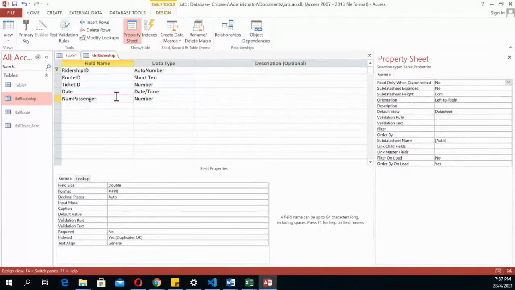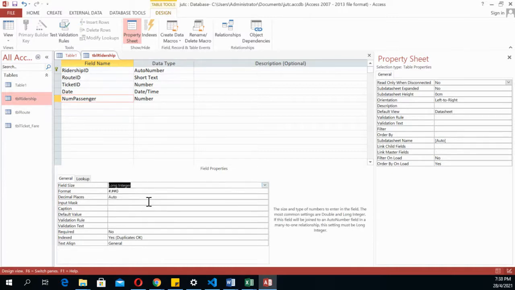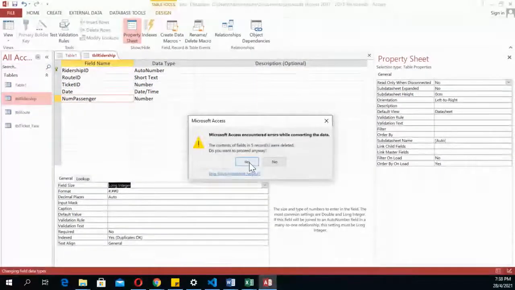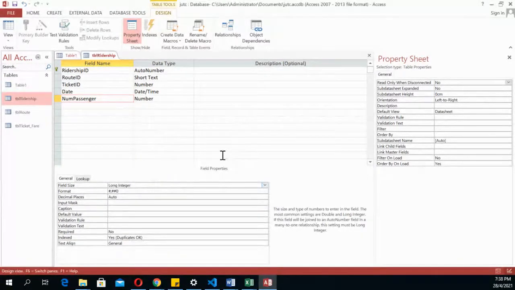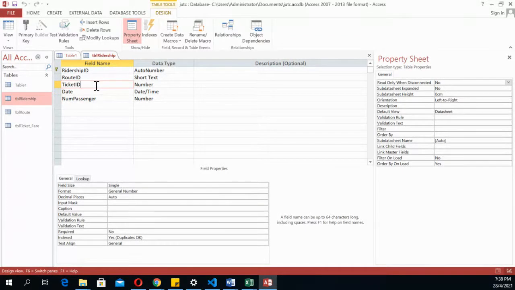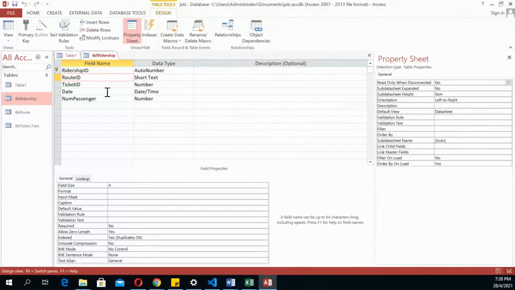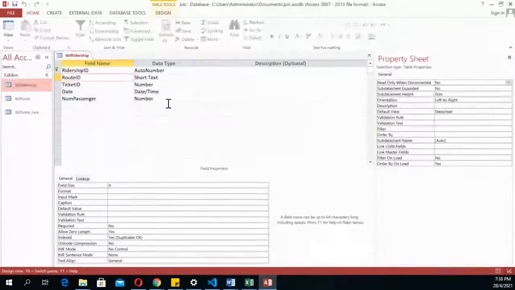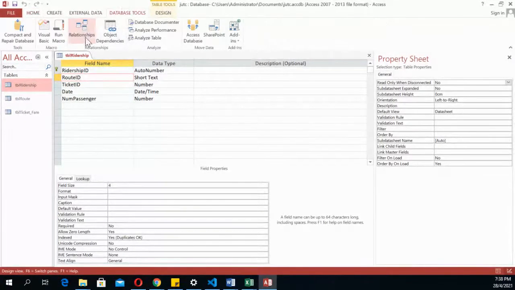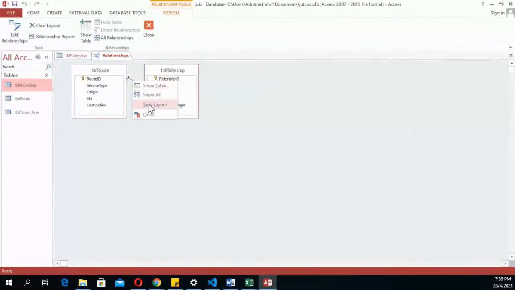All right, so let's move on. So number of passengers is number and long integer. All right, so let's save this. All right, the dates still get deleted. So I don't even know if I want to continue with this. I don't know how to work with it still. This is going to give a problem. So let me cancel ticket ID. All right, so let me just remove this.